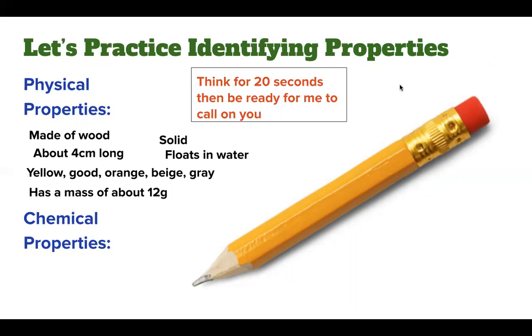Now let's talk about chemical properties. Yeah, this puppy's flammable. I could set that pencil on fire. That's a chemical property. It's not acidic, meaning that it's not going to react with any kind of base or any other acid. And that metal part on the pencil will indeed rust. That rusting factor is a chemical property. So these are ways to identify physical and chemical properties of a substance.